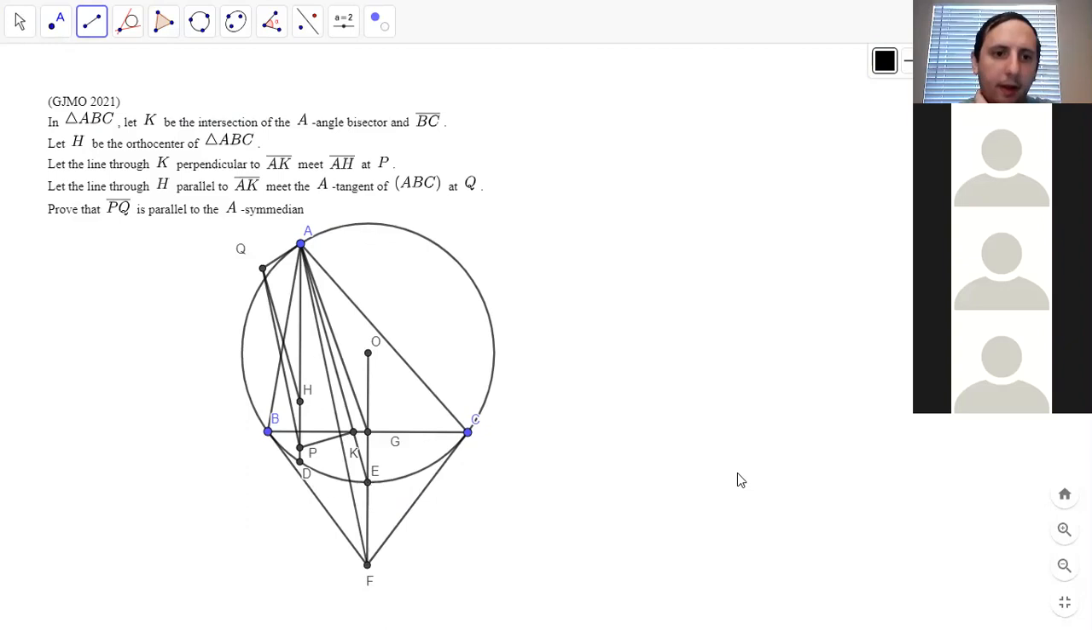So we want to use that angle AKP is 90 degrees. Yeah, so we could try to show triangle QHP is similar to triangle AEF. Is that right? I think so.